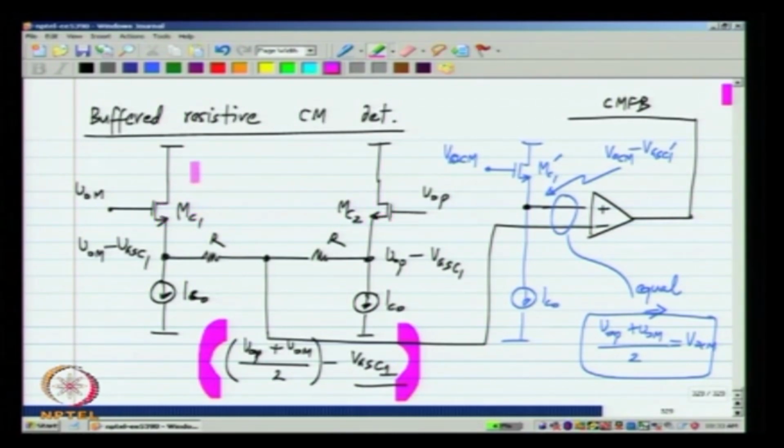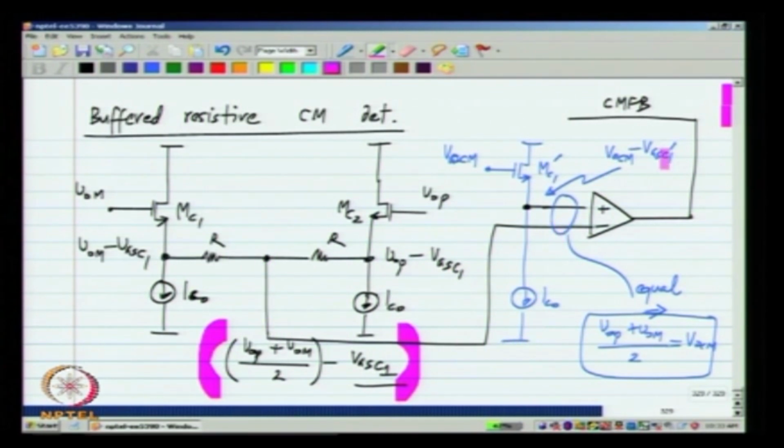If you use PMOS, you can avoid it, but as I have mentioned earlier, even with a PMOS, tying the substrate to the source is not a very good idea, because it increases the parasitic capacitance at the source greatly. So, if you do have body effect, what happens is that this drop here is not a constant, as I have represented. It is not just VGS C1 on both sides. If VOP is large and VOM is small, the VGS of MC1 will be small and MC2 will be larger. So, the level shift will depend on the absolute values of VOP and VOM. So, you will get some nonlinearity in the detected common mode.